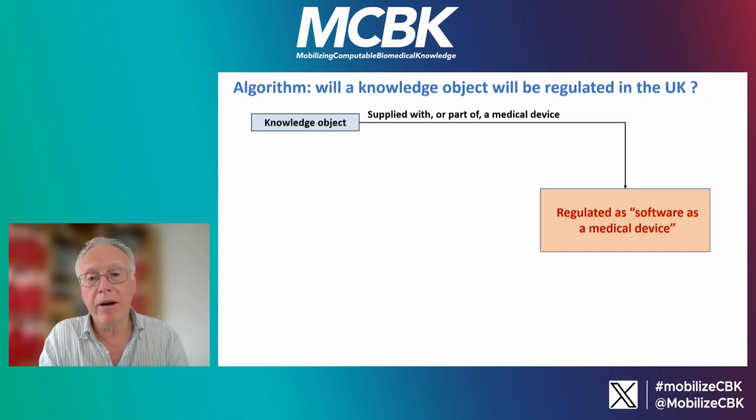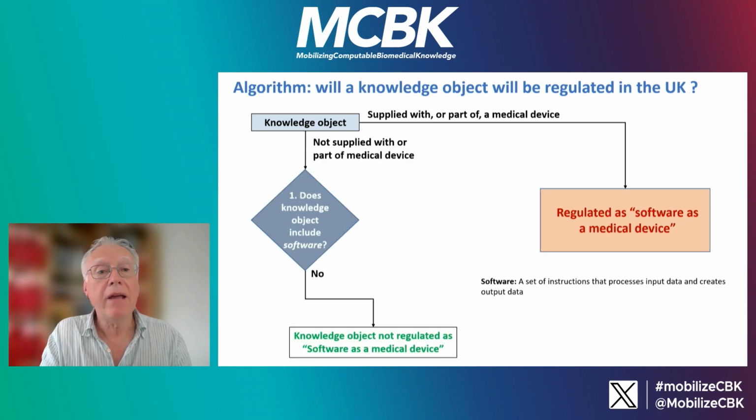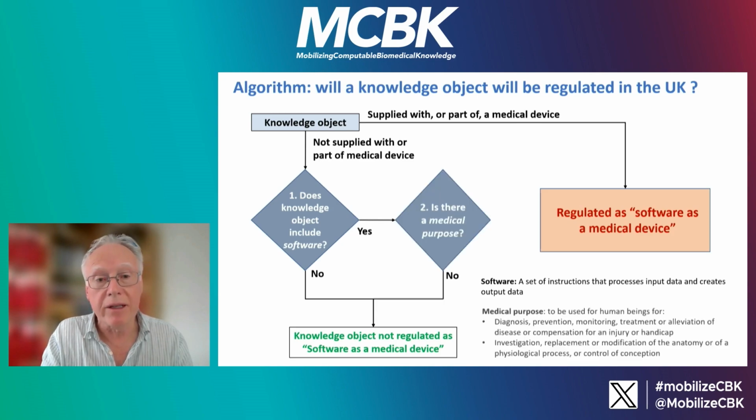So here are our conclusions in algorithmic format. If a knowledge object is supplied with or part of a device, it's automatically regulated as a medical device. If it isn't supplied and doesn't include any software, then it won't be regulated. If it does include software, then it depends on whether the purpose of that knowledge object is medical or not. And there's an explanation there of what that means. If it is medical, it will be regulated.